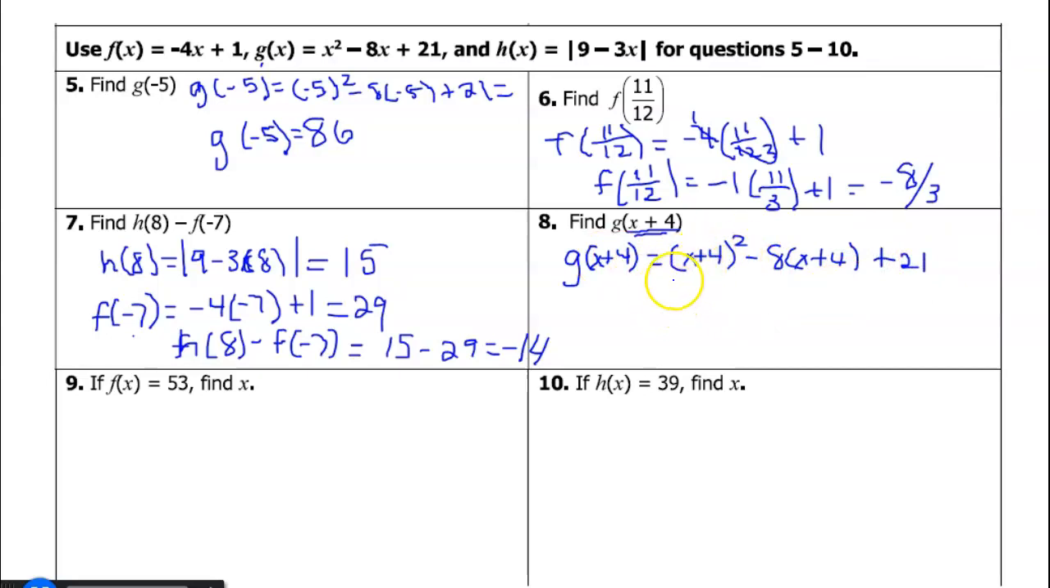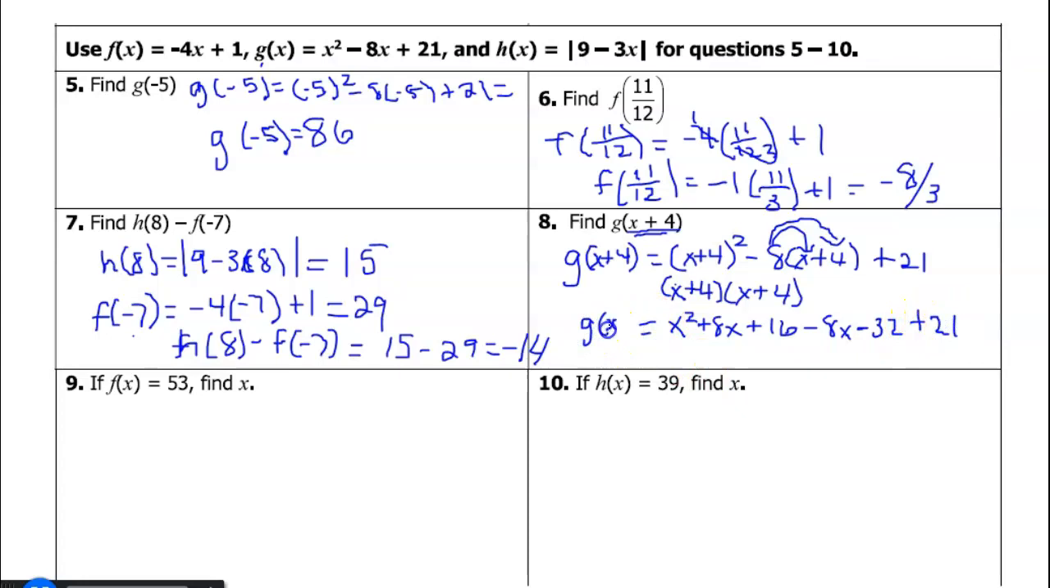Okay, and now I'm going to simplify this. x plus 4 quantity squared is the same as saying x plus 4 times x plus 4. Okay, if I simplify that, that's going to be x squared plus 8x plus 16. Then I have to distribute this -8 inside of x plus 4, so that would be -8x minus 32, and then I would have the plus 21.